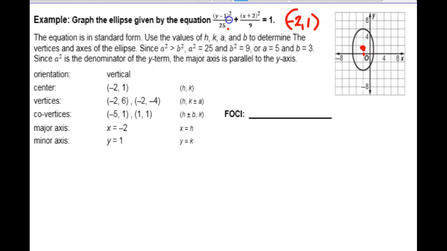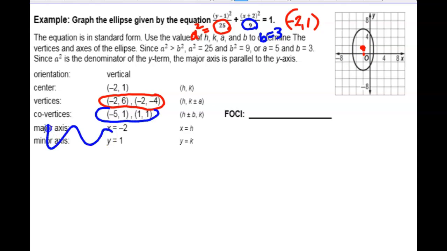Crazy graph paper. Then in the Y direction, how much did they go? Do you remember how this works? A squared is 25, so A is 5, and that was under the Y, so they went up 5 and down 5, and that's where they got these two vertices. Then for some reason, the book likes to call these on the minor axis the co-vertices, like they're less important. And B here would be 3, so it went 3 left and 3 right, and that's where they got these. And you are not going to have to do these two things for me, but you are going to have to find the focus point.